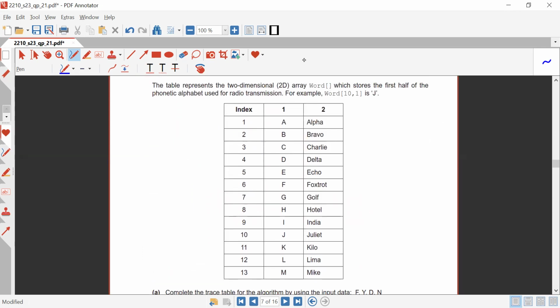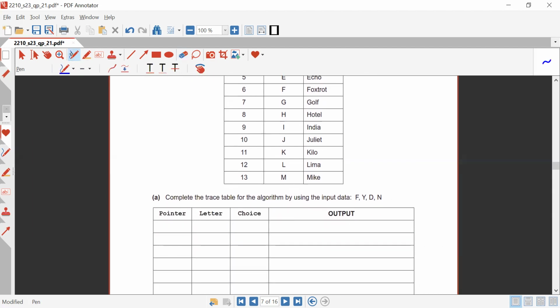So we do have two columns over here. The table represents the two-dimensional array word, which stores the first half of the phonetic alphabet used for radio transmission. For example, word 10, comma 1. 10 is the row and comma 1 is the column. So it is J over here. 10, comma 1 is J and 10, comma 2 is Juliet over here.